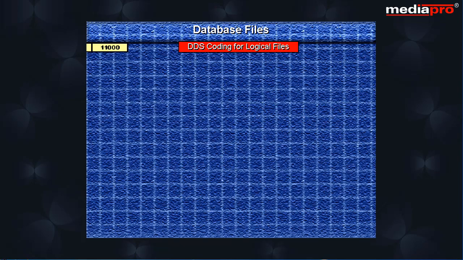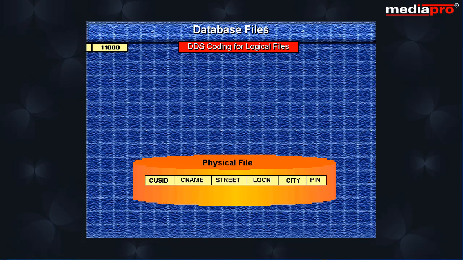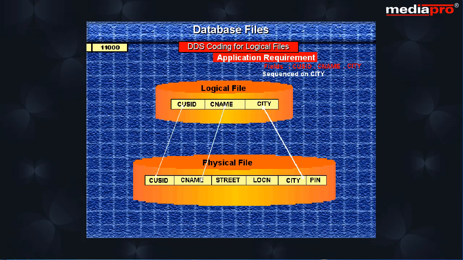Let us see how logical files are coded. Let us take the same customer physical file that we saw in the previous chapter. Now, say an application requires the following fields from the physical file: customer ID, customer name, and city. Also, the application requires that the records be sequenced on the city field. Let us see how to code the logical file so that it meets these requirements.